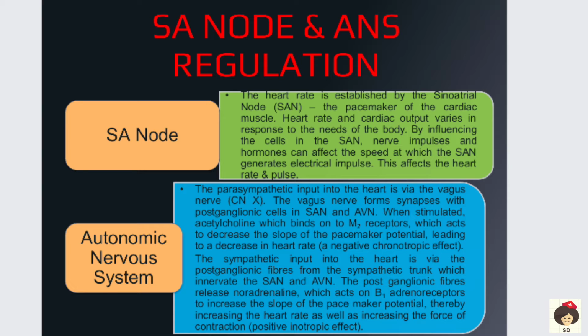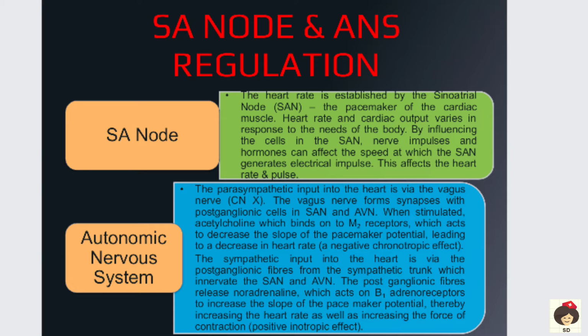So in the synapse of the postganglionic cells, in the sinoauricular node and the atrioventricular node, this vagus nerve will trigger the impulse. Okay, so when this vagus nerve is stimulated, a neurotransmitter, a chemical called acetylcholine, is produced, which will bind with the M2 receptors. When they bind with these receptors, they will decrease the pacemaker potential. That means the SA node potential will get decreased, which will decrease the heart rate.